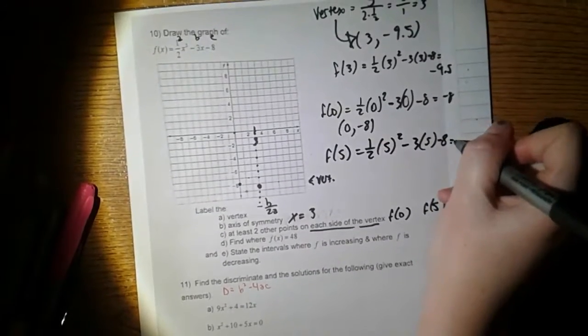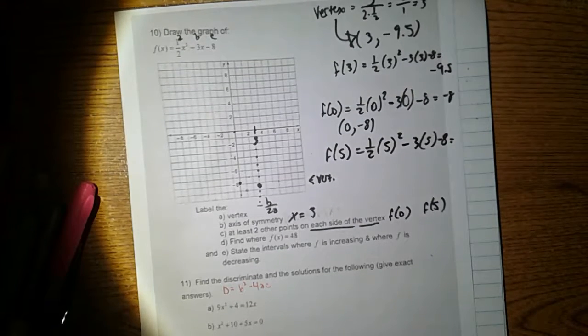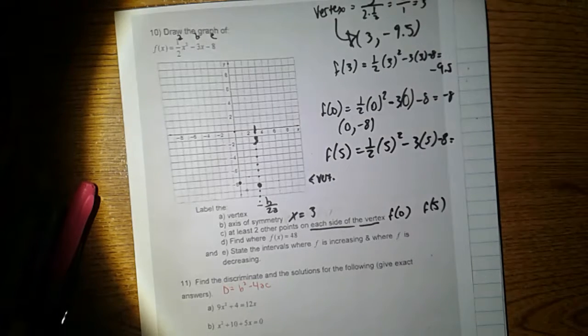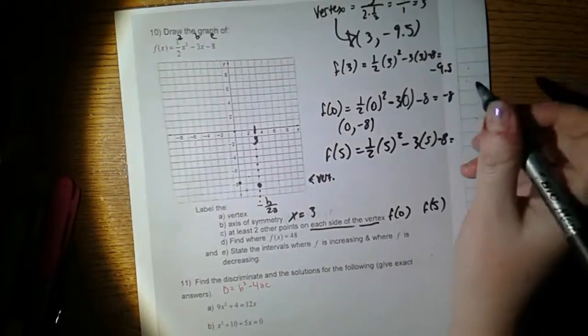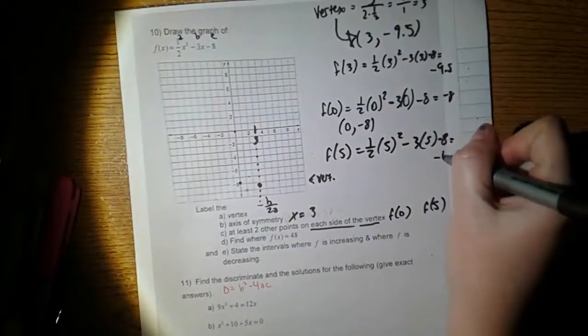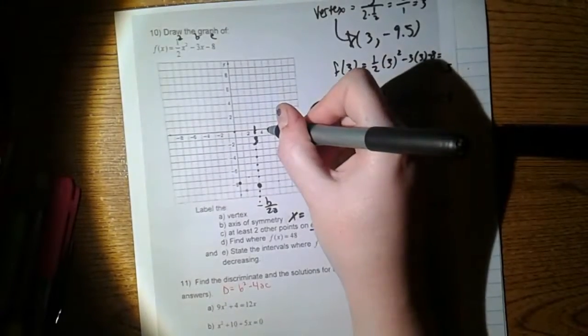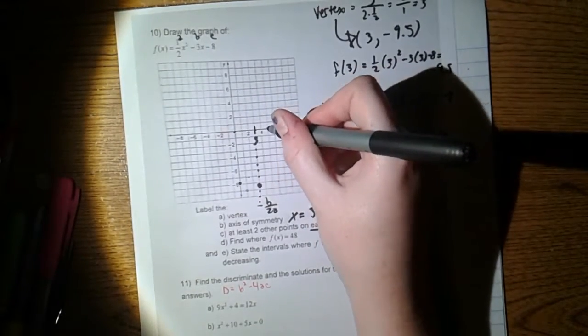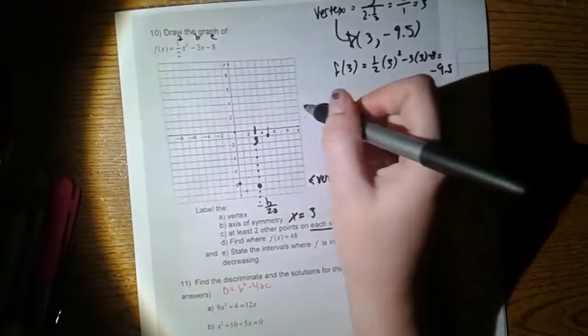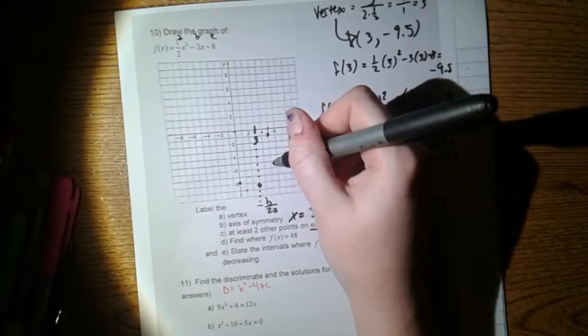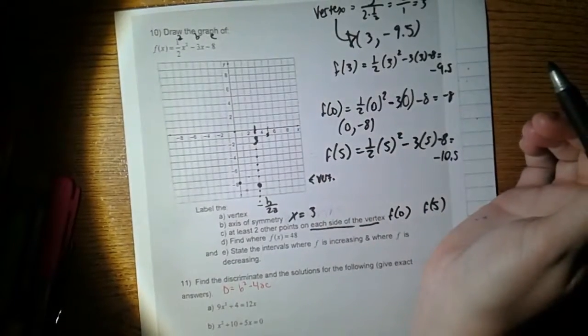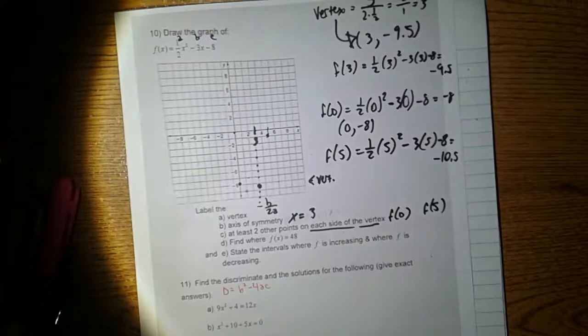So let's find f of 5. 5 squared minus... Hold on a sec, I think I did that wrong. Okay, this comes out to negative 10.5 for f of 5. That doesn't seem right. Let me graph this, see what we're looking at.